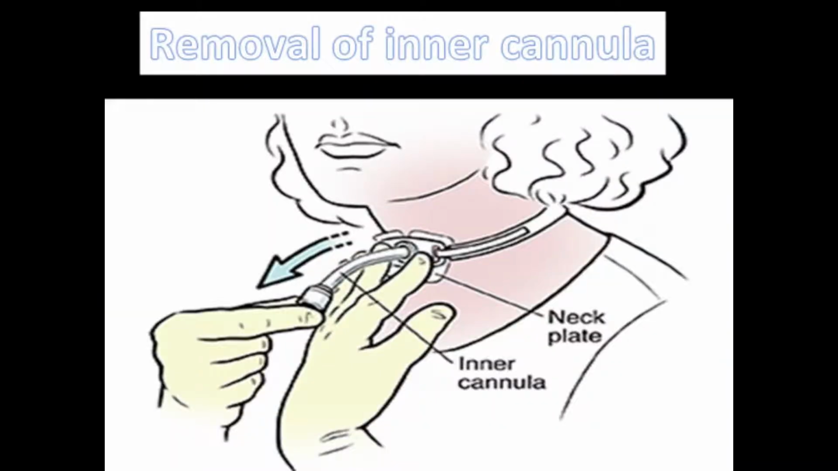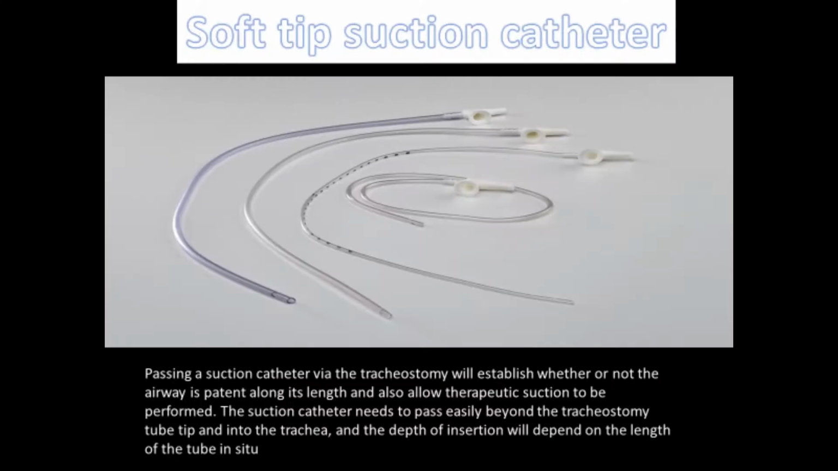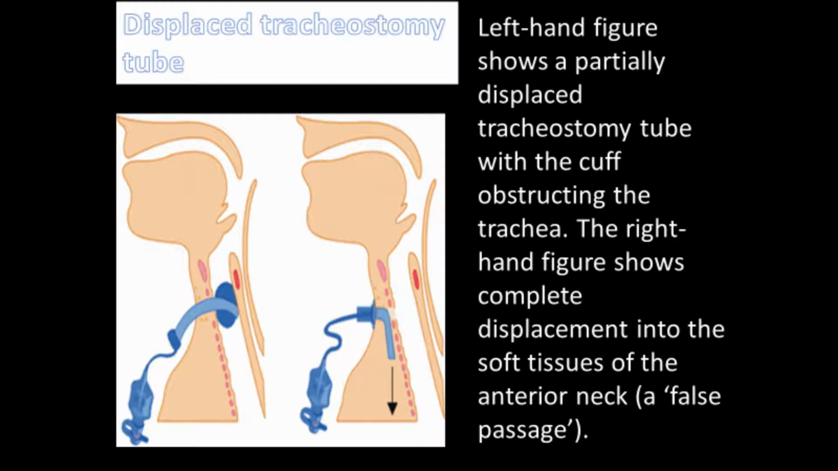Here is a diagram showing removal of the inner cannula, and a diagram showing the soft tip suction catheter to try to determine patency. These are much better to use than bougies that can cause trauma in the local area. This diagram shows a displaced tracheostomy tube and a false passage.